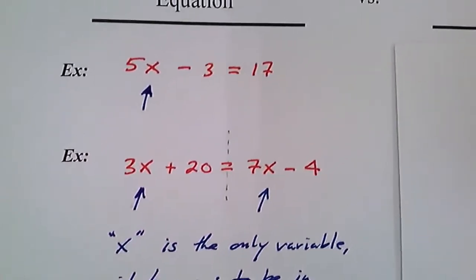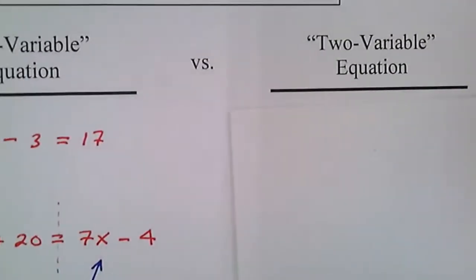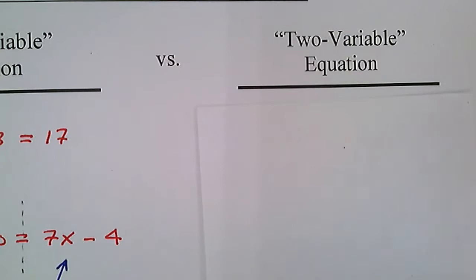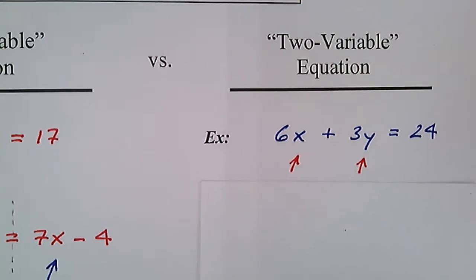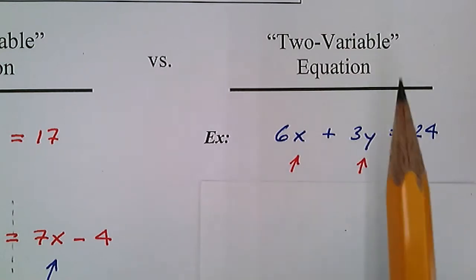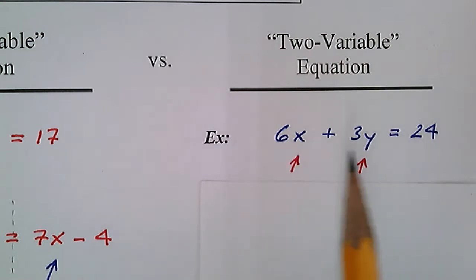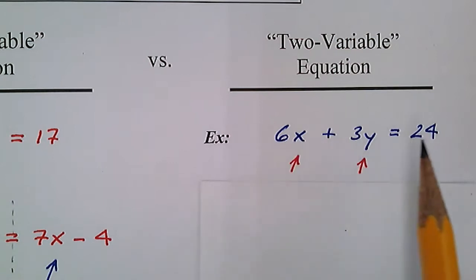Now, when we look at what we call a two variable equation, here would be an example. Traditionally, if we are using two variables, we would use the variable x, and then we'd also use the variable y. So this is a two variable equation right here. This is called standard form. We'll be learning that later on.